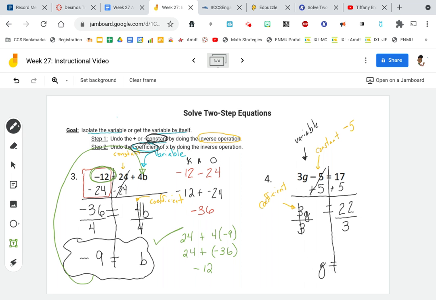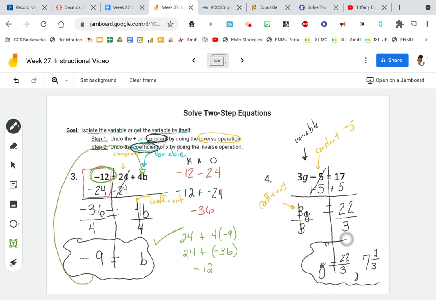And then here's the thing. 3 cannot divide into 22 evenly, so we could actually leave that as the improper fraction, 22 thirds. If we want to change that to a mixed number, 3 can go into 22 7 times with 1 remaining. So I can also write 7 and a third.